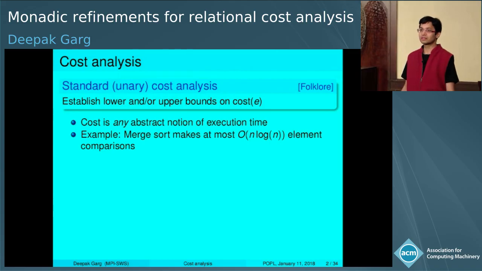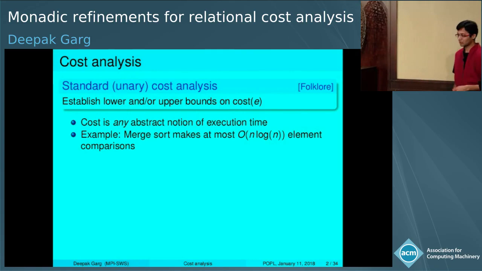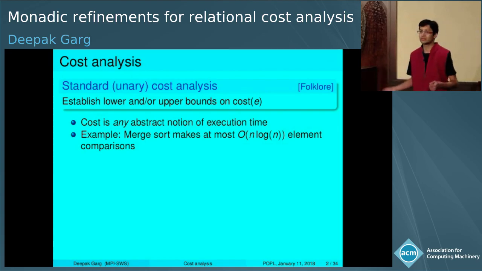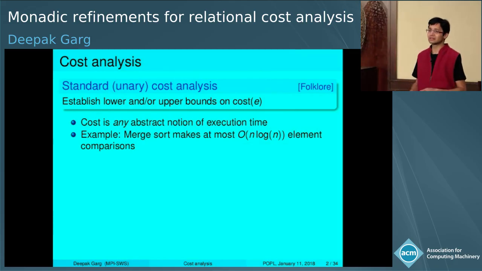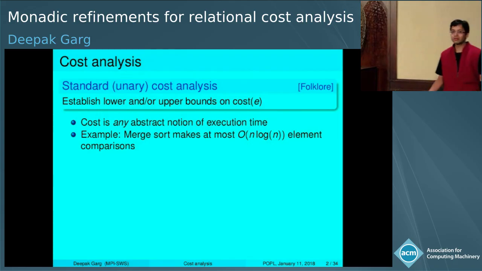So this could, for instance, be the number of reduction steps in an abstract operational semantics. It could be the number of recursive calls made in the function. It could be, in specific cases like sorting, for instance, the number of integer comparisons that are made while the algorithm executes. This is not the only problem that we will be interested in.